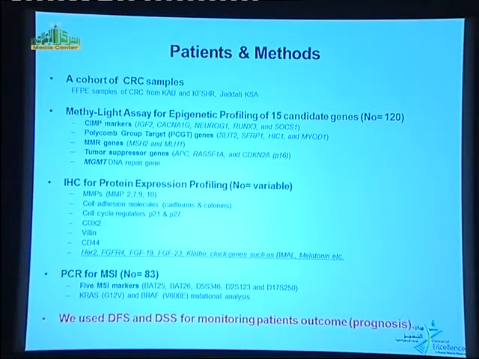For MethyLight, these are the candidate genes, 15 genes. We scan them for methylation profile, and for proteins by immunohistochemistry, we use MMPs. Also, we study some of the cell adhesion molecules, cell cycle regulators, COX, and others are under investigation, like the family of fibroblast growth factors, Klotho, and some of the biological clock genes like PER and melatonin. These are under investigation. Also, we study MSI status by using 5 markers for MSI.